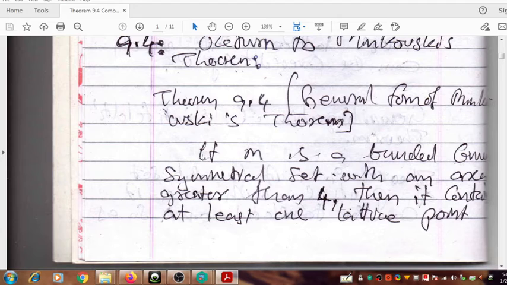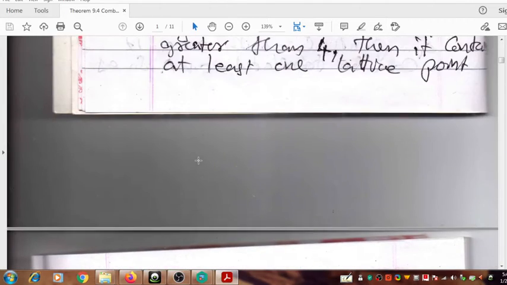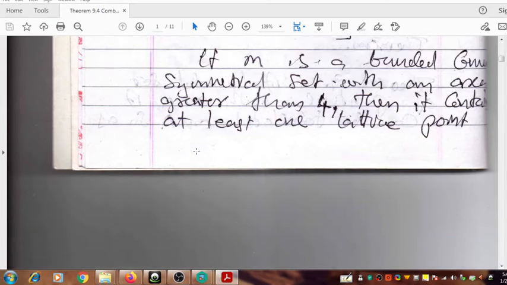The theorem states that if M is a bounded and symmetrical set with an area greater than 4, then it contains at least one lattice point other than the origin. Let me repeat: if M is a bounded symmetrical set with an area greater than 4, then it contains at least one lattice point other than the origin.